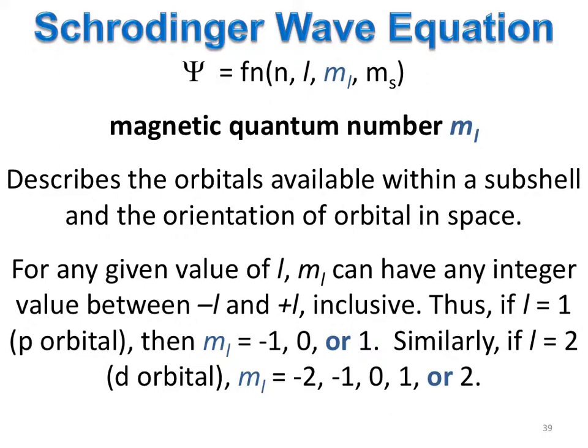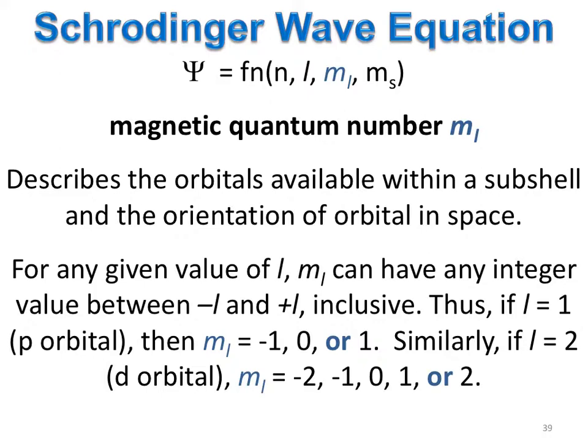The third quantum number is the magnetic quantum number, m sub l. It basically describes the orbitals available within a subshell by their orientation in space. Thus, for any given value of l, m sub l can have any integer value between the negative of l and the positive of l. Thus, if l equals 1, that is, it is a p orbital, m sub l can be minus 1, 0, or plus 1, giving us the 3 p orbitals.